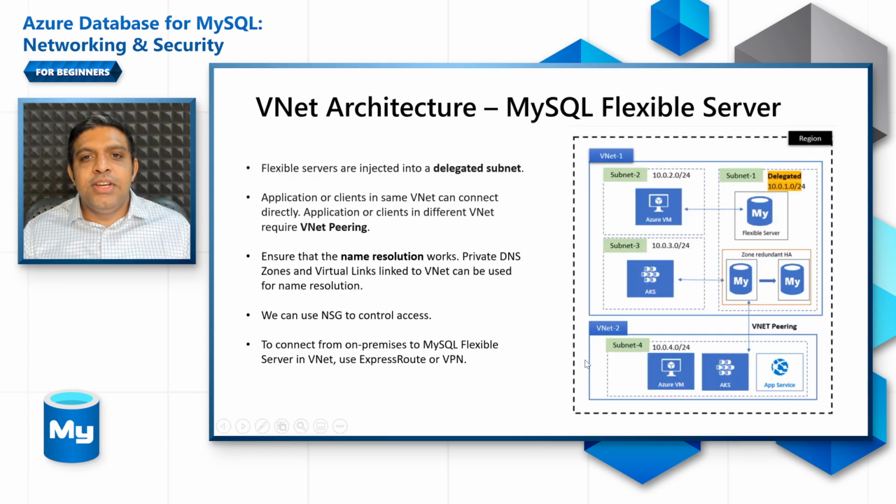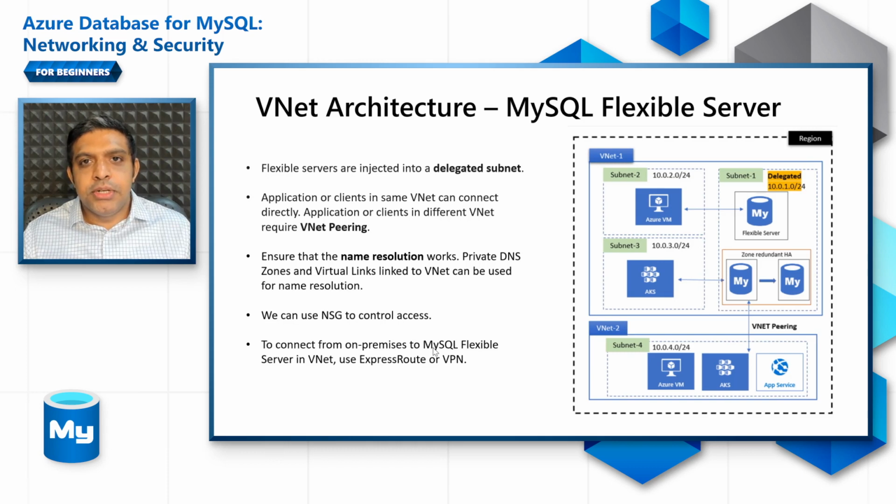Now let's check the VNet architecture in detail. In this picture, you can see that we have a subnet 1 under VNet 1, which is delegated for Azure Database for MySQL flexible server. You can host more than one flexible server under the same delegated VNet. If you're connecting from the same VNet, you can directly connect to the service. If you're connecting from a different VNet, you have to use VNet peering. You can use either local peering or global peering based on the location of your VNet.